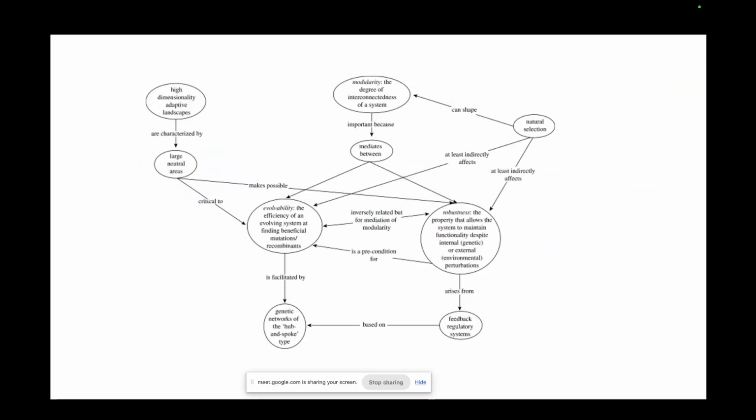So here is the whole learning from this: robustness, neutrality, neutral maps, and so on. So you have high dimensionality adaptive landscapes.